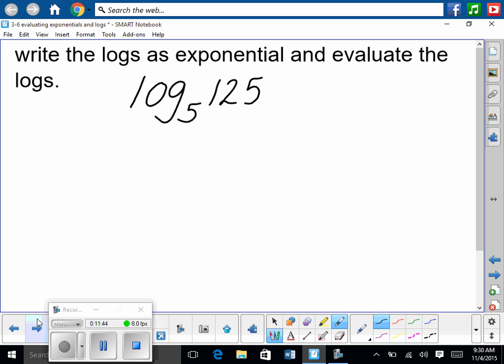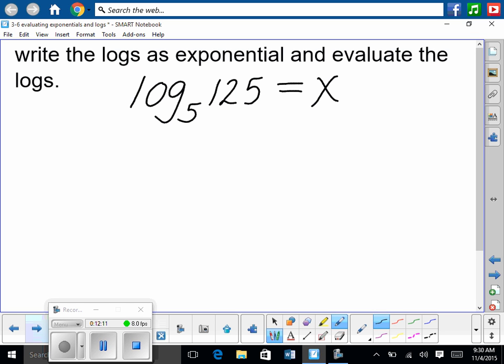Okay. So let's do our first example here. This says, write the log as an exponential and evaluate the log. Given this log, we're going to write it as an exponential, and then we're going to actually evaluate it, solve it. So we have log to the base 5 of 125. We don't know what that's equal to, right? We're going to calculate that. So let's say that's equal to x, because we don't know what it's equal to. Does everybody see what I did there?